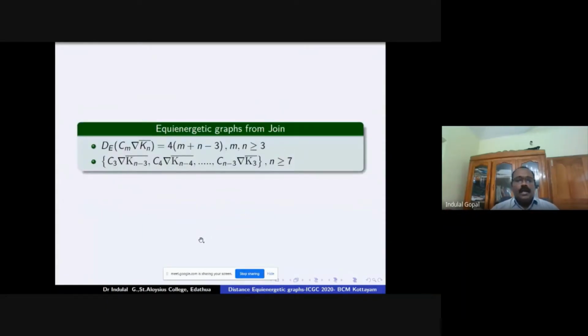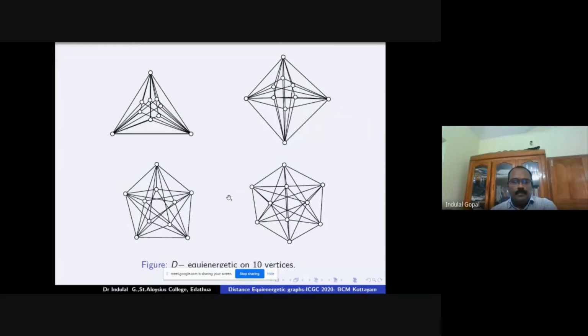Another class of equi-energetic graphs obtained from the join operation is again C_m join the complement of K_n, cycle join K_n complement. And we have this family of distance equi-energetic graphs on n vertices with n greater than or equal to 7. All these graphs are equi-energetic graphs obtained from the join of two graphs.